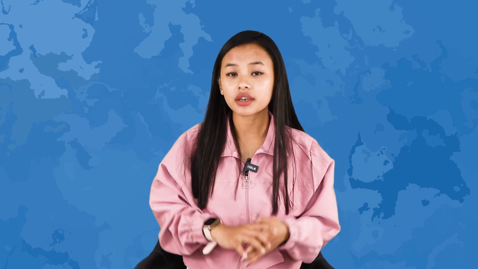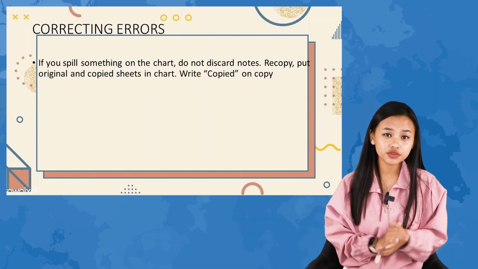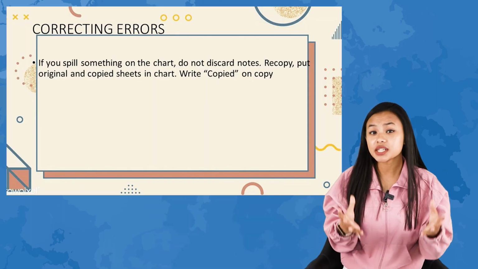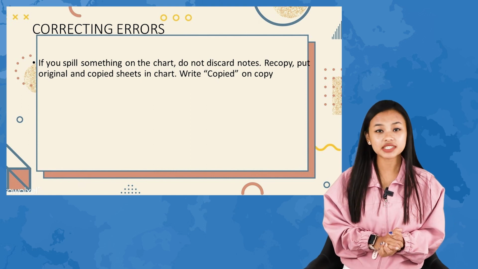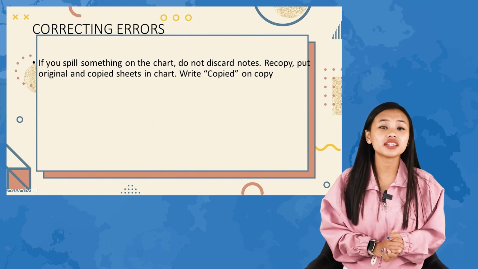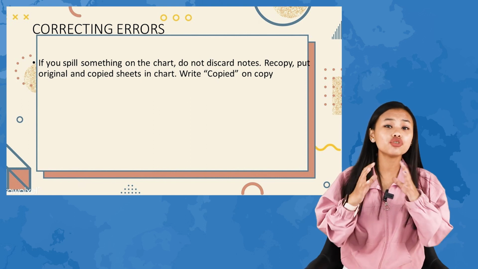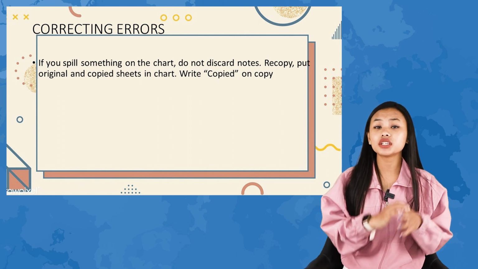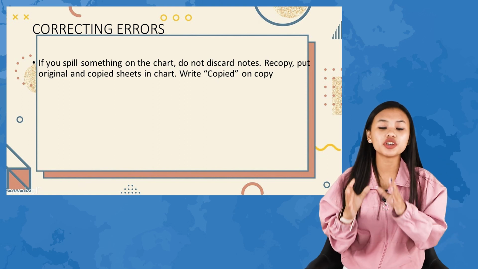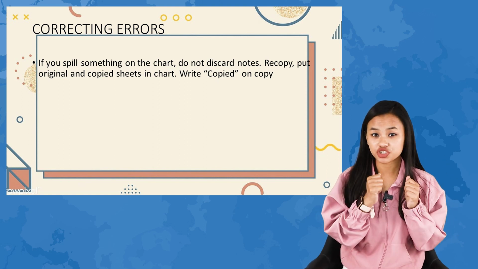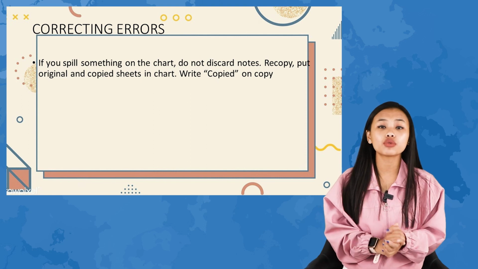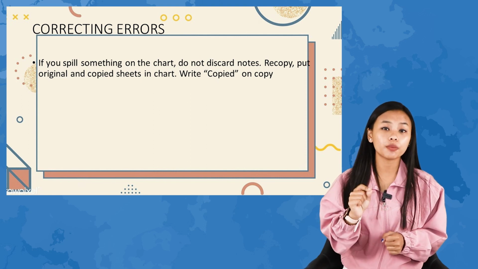And also, if you have made any error and a correction needs to be done, then these are the few things that you can follow. The first one is that if you have spilled something on the chart by mistake, you should not discard the notes. Here you must recopy, but the original and the copied sheets must both be present in the chart itself. You must also write "copied" on the copy chart.